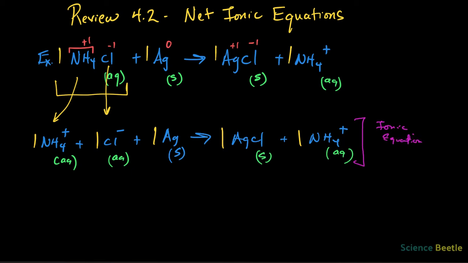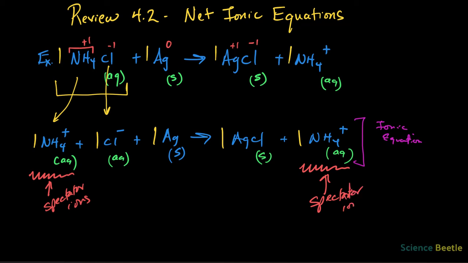In the ionic equation, you want to locate all those ions that exist on both sides of the reaction. So here the arrow is going to separate left and right. On the left side, we've got an ammonium ion, and on the right, we've got an ammonium ion. So what I'll do here is underline these with squiggly lines. These are known as spectator ions. And we want to make sure that these spectator ions are eliminated from the final net ionic equation.